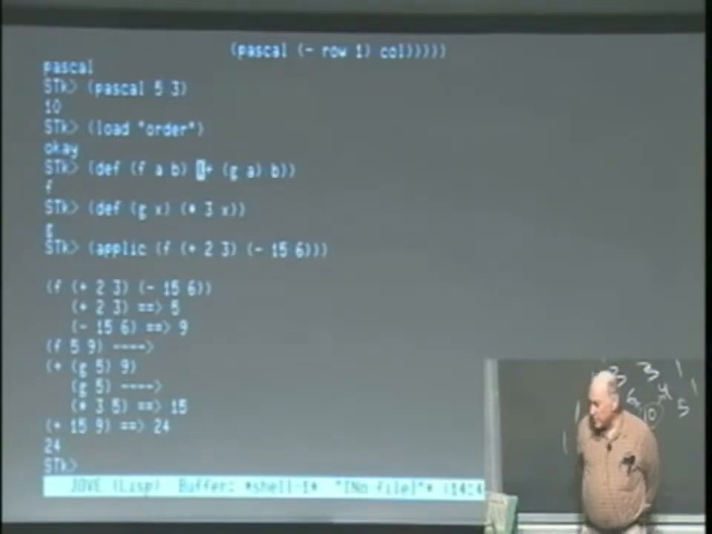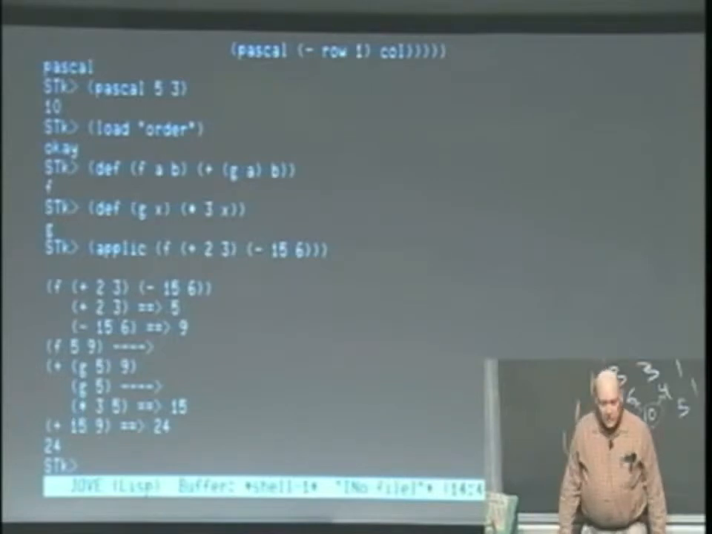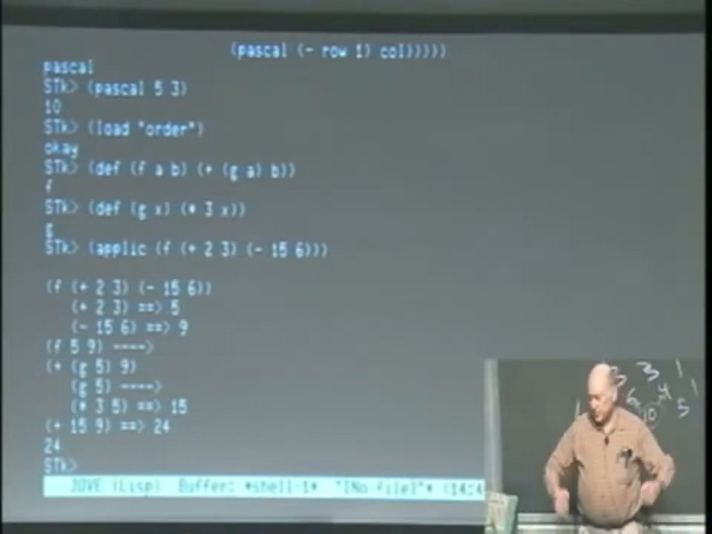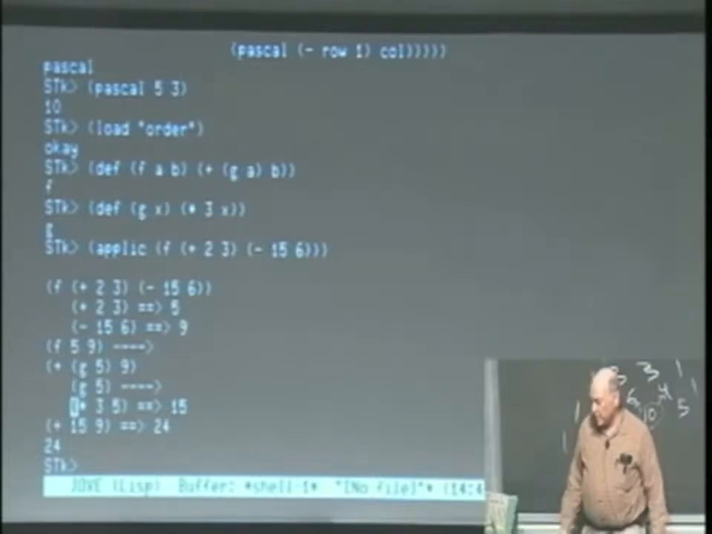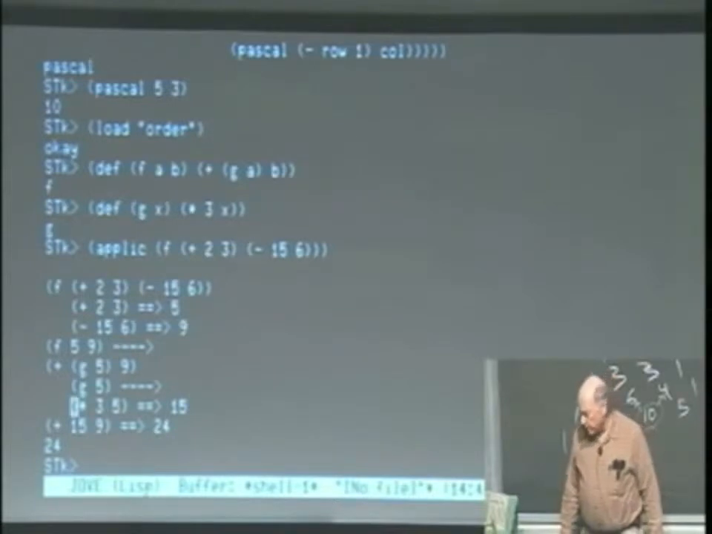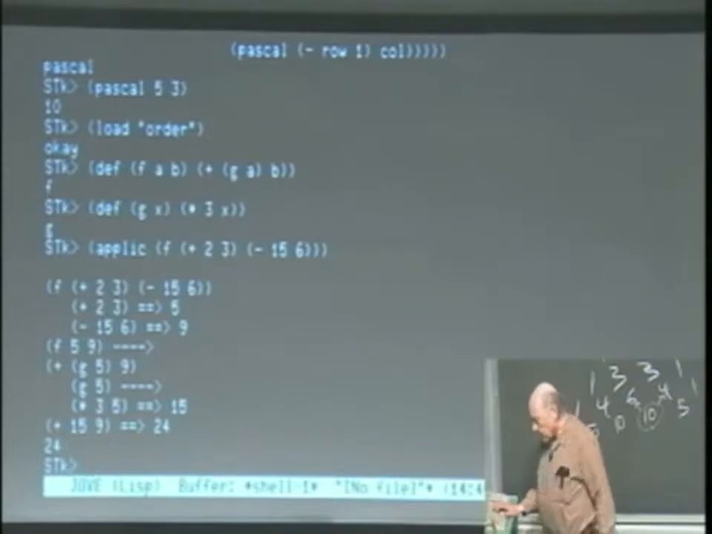So now I have to do g of 5. g of x is times 3 x. 5 is self-evaluating, so that's pretty easy. We just throw 5 in place of x. We get times 3, 5. That's 15. And now finally I can add 15 and 9, and I get 24. Okay?